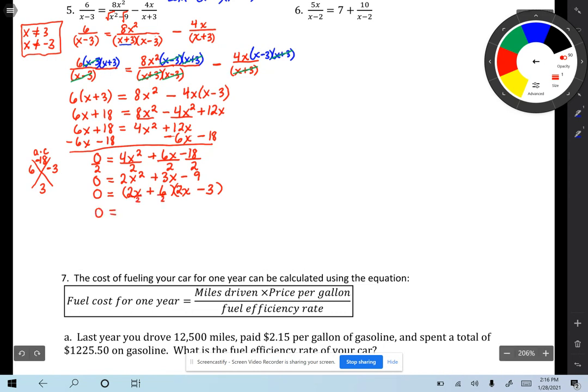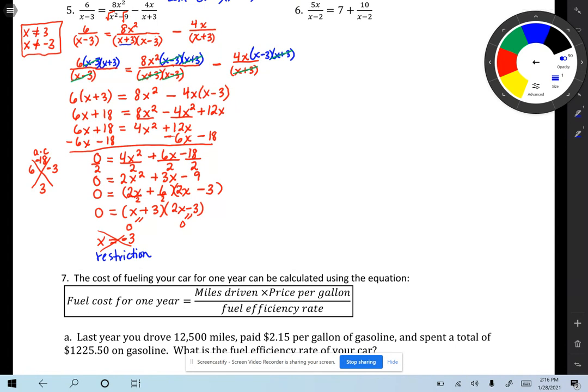You can divide both of those by 2. So you have 0 equals x plus 3. And you can't divide the second one by anything. Okay, now set that equal to 0. First one, x equals negative 3. But sadly, it's a restriction. So this is no solution right here, because it is a restriction, or it's an extraneous solution.